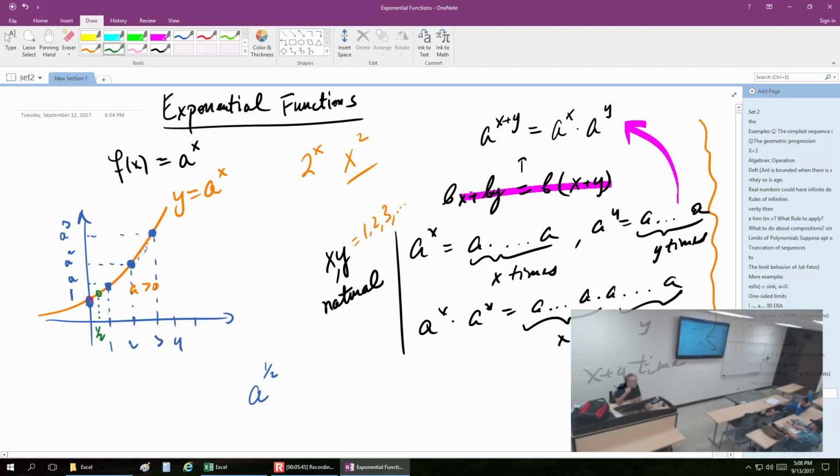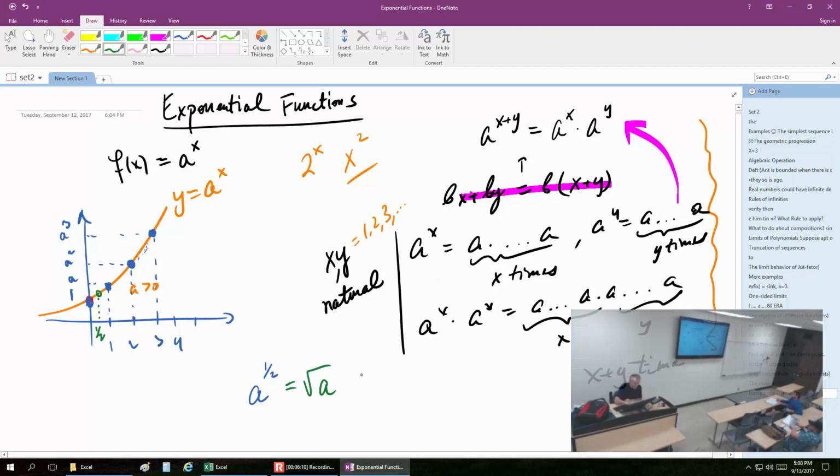What's the meaning of a to the 1/2? Square root of a. Okay. So we just talked yesterday about the meaning of the square root. The meaning of the square root is the inverse of the square.